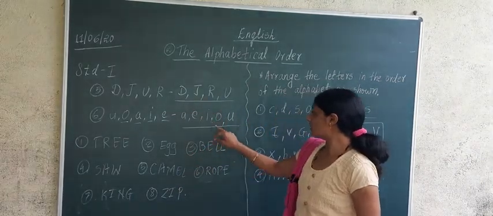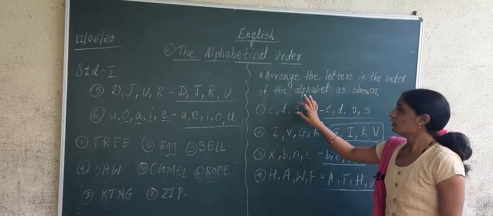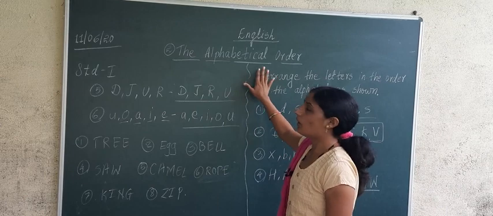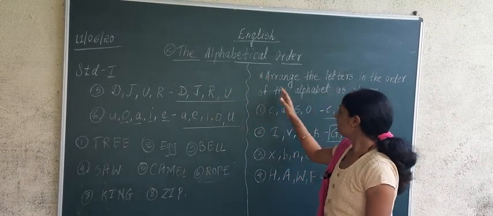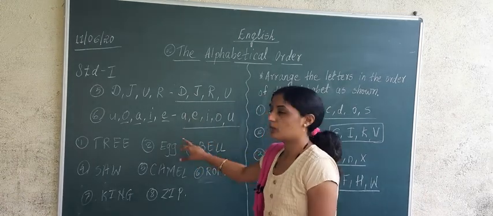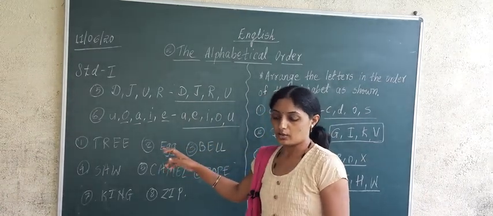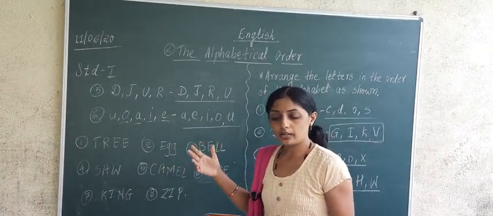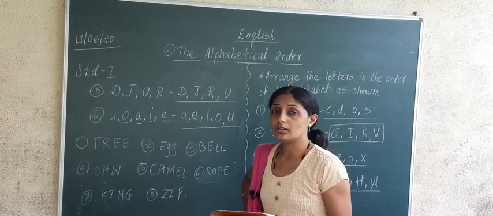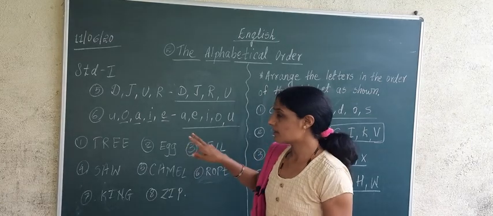You have to complete this in your notebook. What can you write down? The name of the lesson, the alphabetical order. First the definition was given. You can pause my video and write down the definition. What is alphabetical order? The alphabetical order is the proper order of the letters according to the alphabet. Okay, examples also I had given.